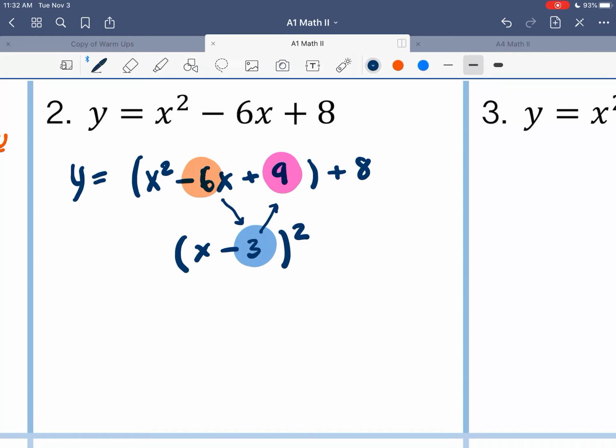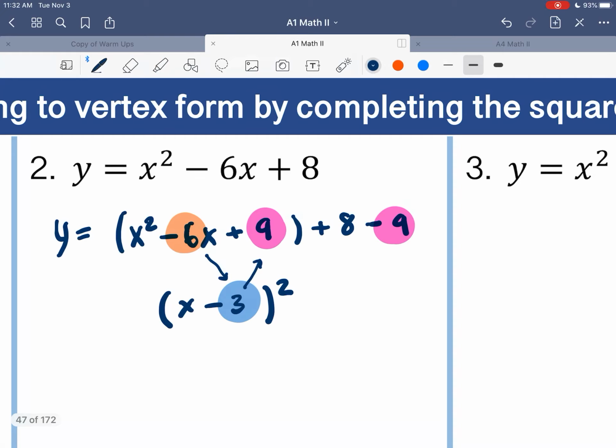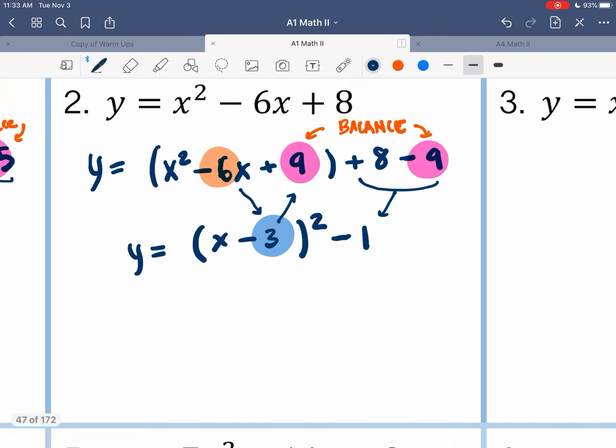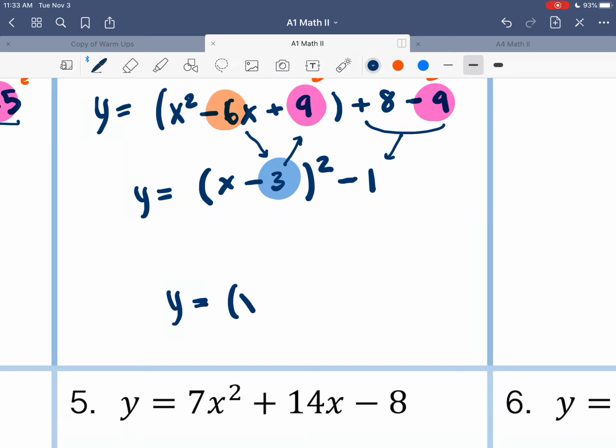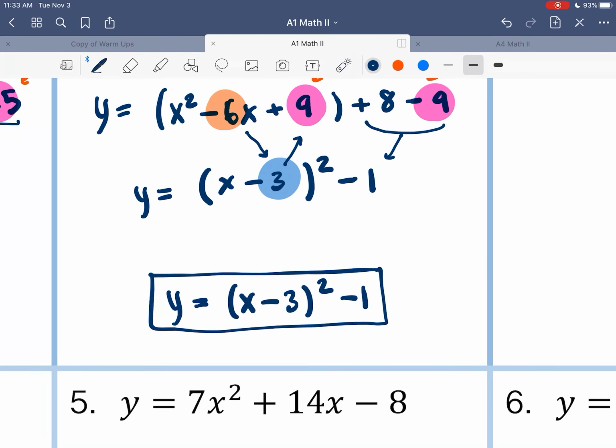There we go. So, to keep the balance, we also have to take away 9, because we added 9, but we got to take it away as well. I'll just write balance. Good. So then outside we have positive 8 minus 9, which is minus 1. And this is in vertex form. y equals, I'm just writing it again because it's kind of messy up there. There's our vertex form.